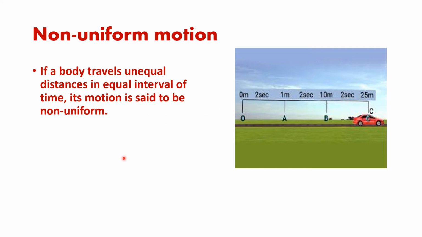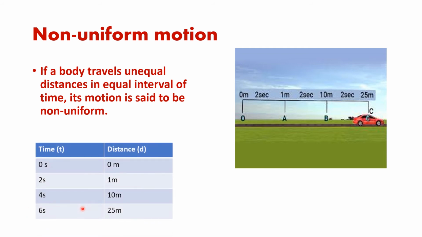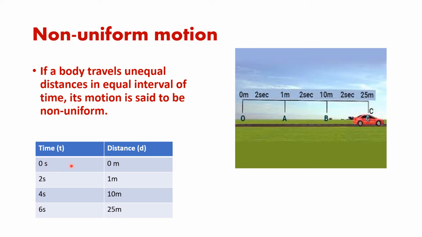So we graph it and we see how it will be in a graph. Here I have shown you time 0 seconds, 0 meter. At time 2 seconds, it has reached 1 meter. In 4 seconds, it has reached 10 meter. In 6 seconds, it has reached 25 meter. So that means this motion is what? Non-uniform motion.